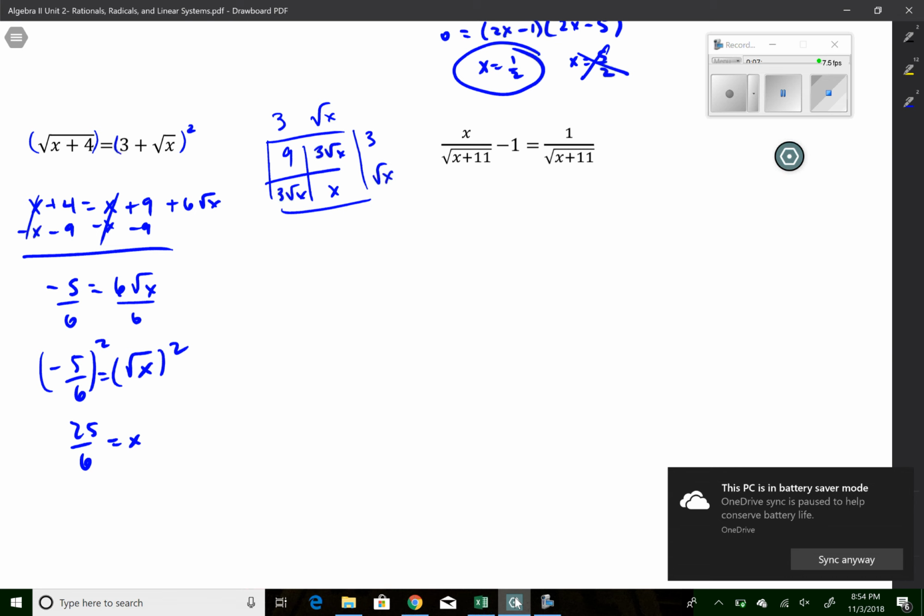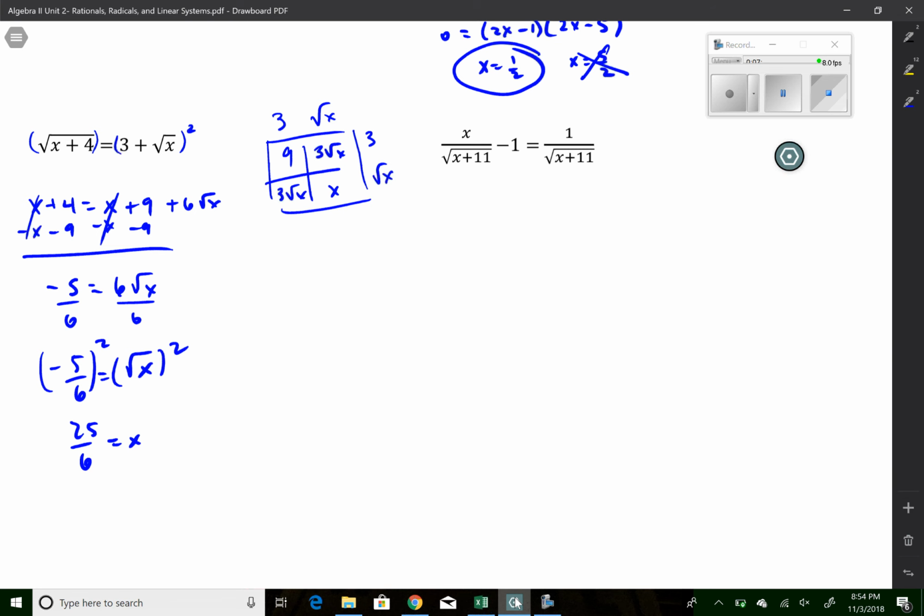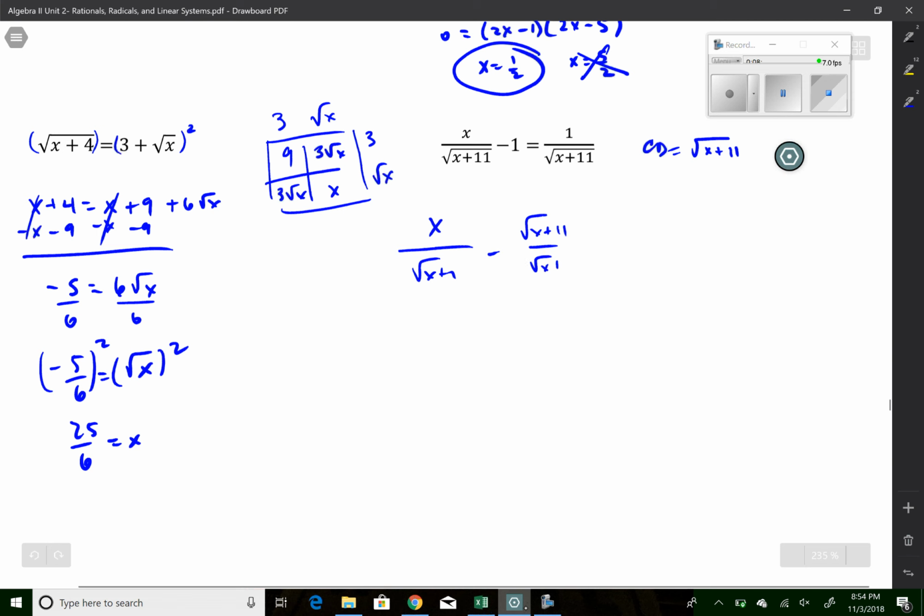The last one in class I said was kind of like a challenge question. So can you come up with a way of solving this? Well, the way of solving this is actually using something we did at the beginning of the chapter and applying it to this lesson. We have to create a common denominator. So my common denominator for this problem is going to be the square root of x plus 11. So the number 1 in the middle here, I'm going to rewrite as the square root of x plus 11 over the square root of x plus 11.